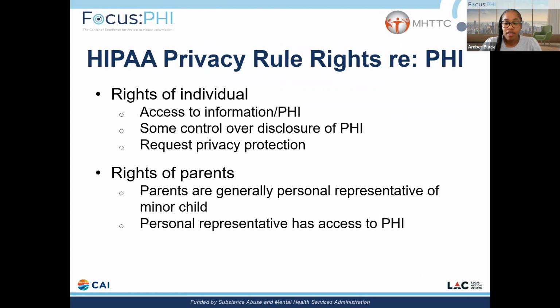And once you have determined that the HIPAA privacy rule does apply, you should know that it affords several rights to both the individual and sometimes the parent. So the individual always has access to their information or protected health information, and they have some control over the disclosure of their PHI, and they may also request certain privacy protections for that information. Parents are generally considered personal representatives of their minor children, and the personal representative also has access to the individual's protected health information.